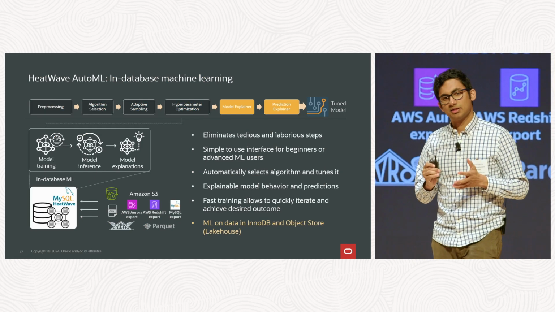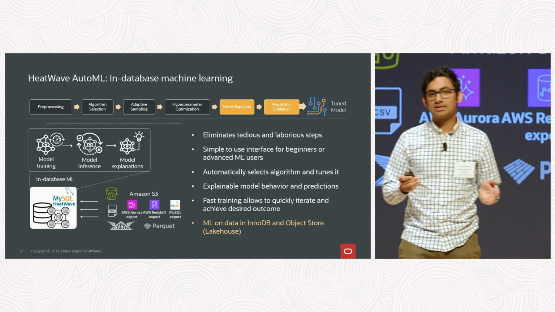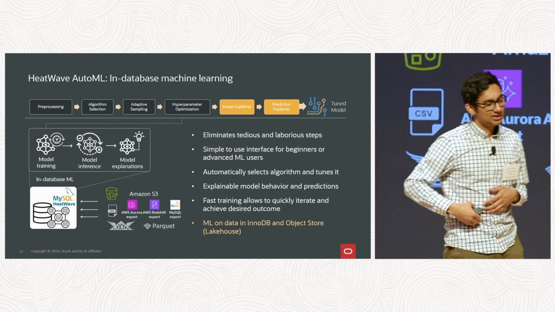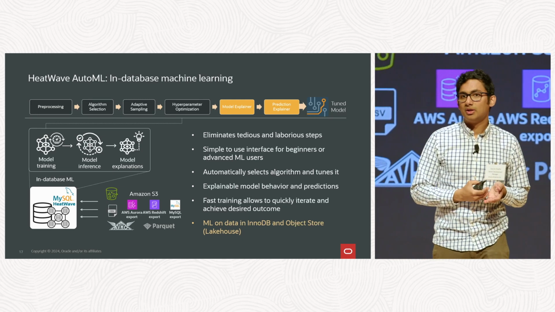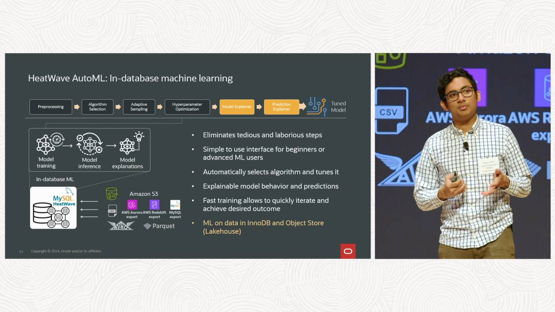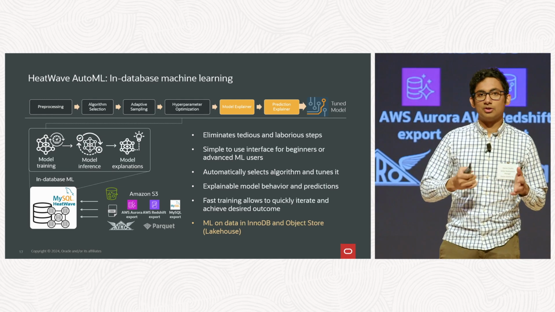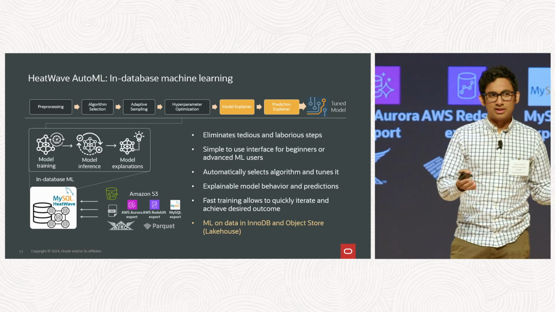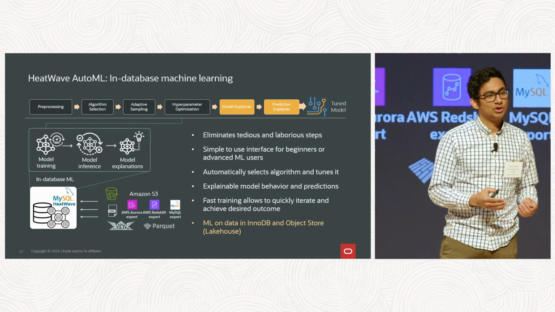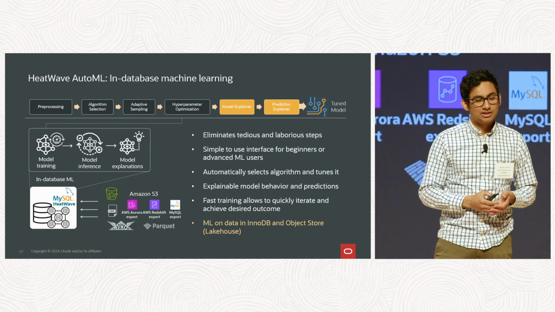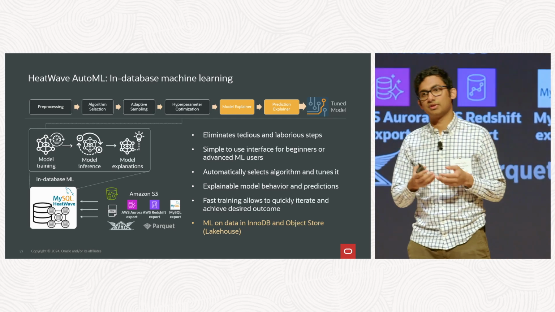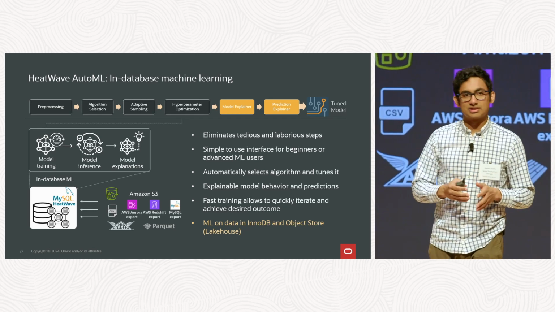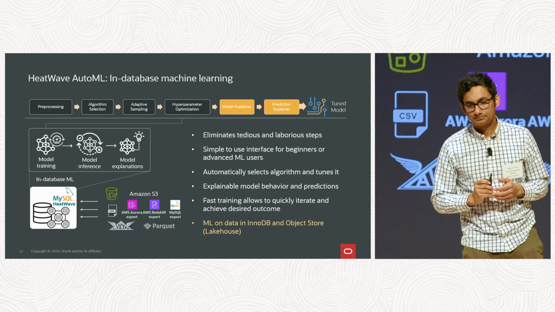And AutoML, this is an existing feature which we have now enhanced, where AutoML can also be run on data present in object store through HeatWave Lakehouse tables. This is a very rich suite of machine learning capabilities that we have in HeatWave, and this now is extended to HeatWave Lakehouse data as well.